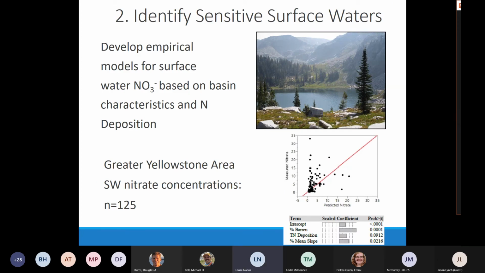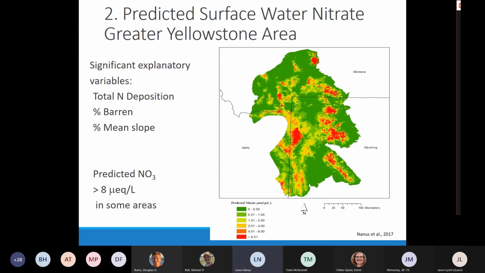So the next step was to develop spatial models for surface water nitrate using basin characteristics and the modeled N deposition. For the Greater Yellowstone area, we had surface water nitrate at 125 lakes based on synoptic sampling and other researchers over the years. The most significant basin characteristics in relating nitrate to these explanatory variables were percent barren land, because the vegetation is not taking up the nitrogen, total nitrogen deposition loading, and the percent steep slopes, which is representative of flashy hydrology, and also thin and poorly developed soils.